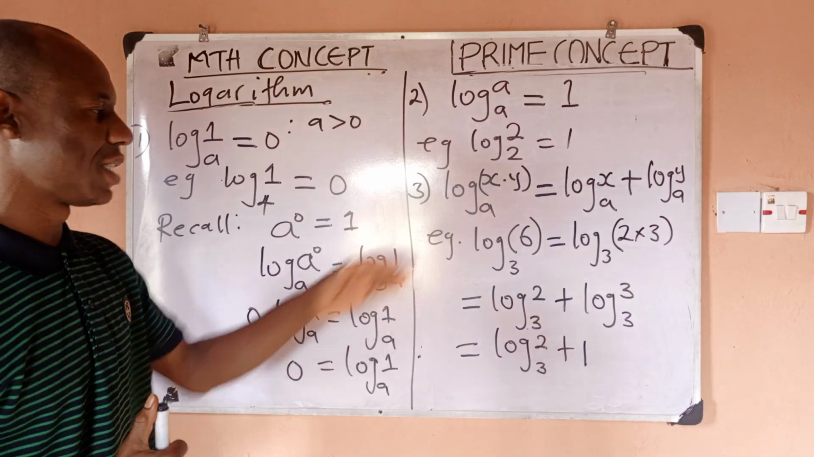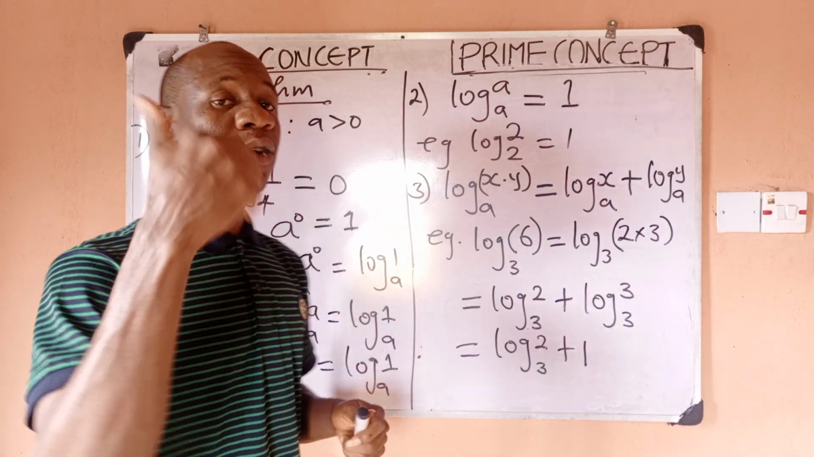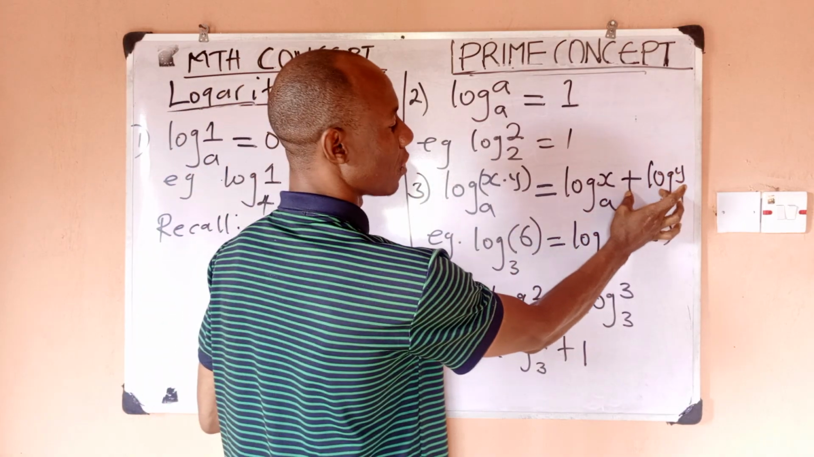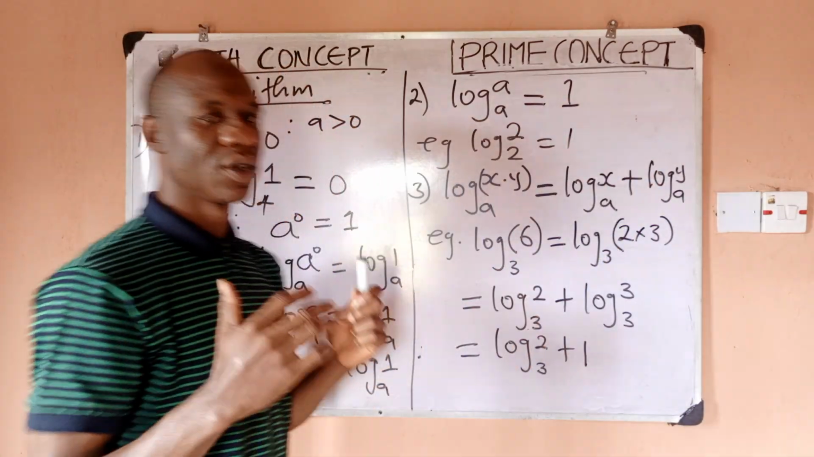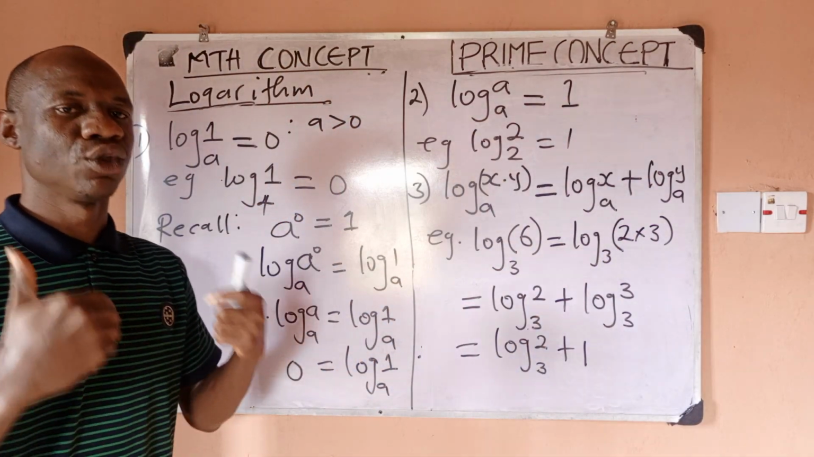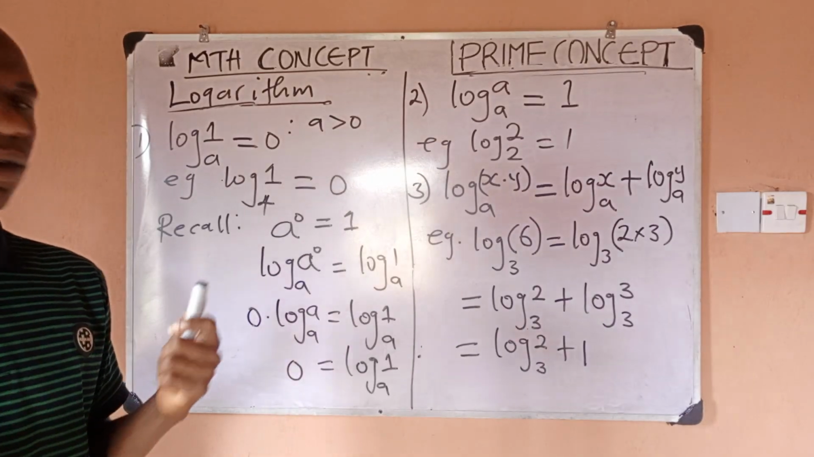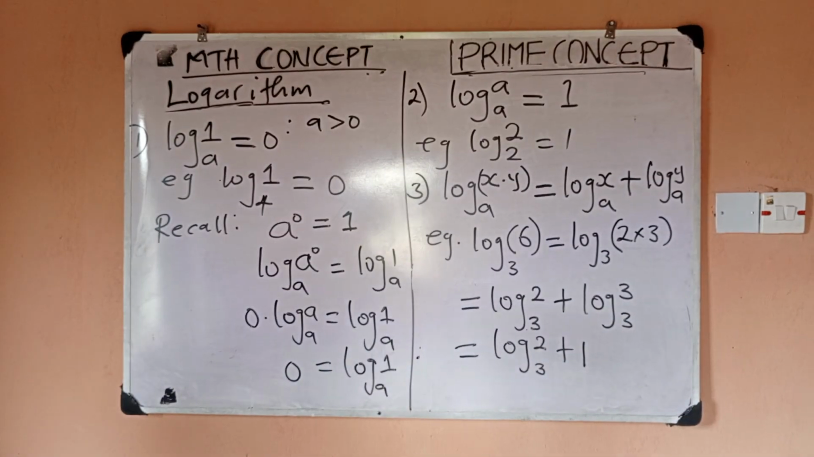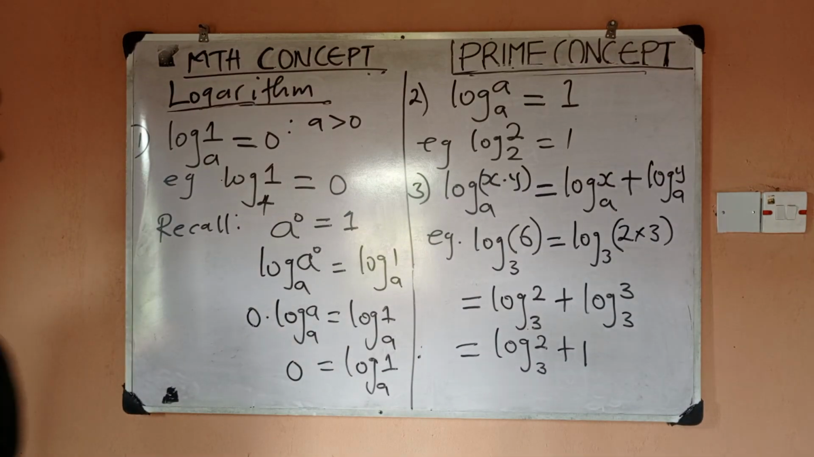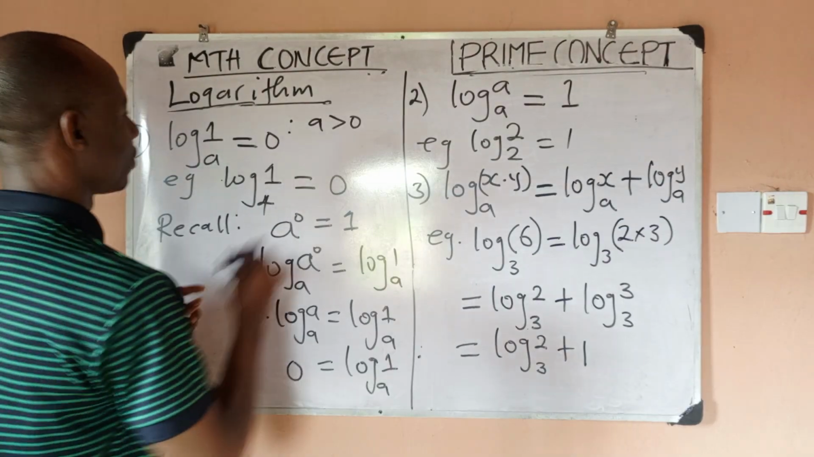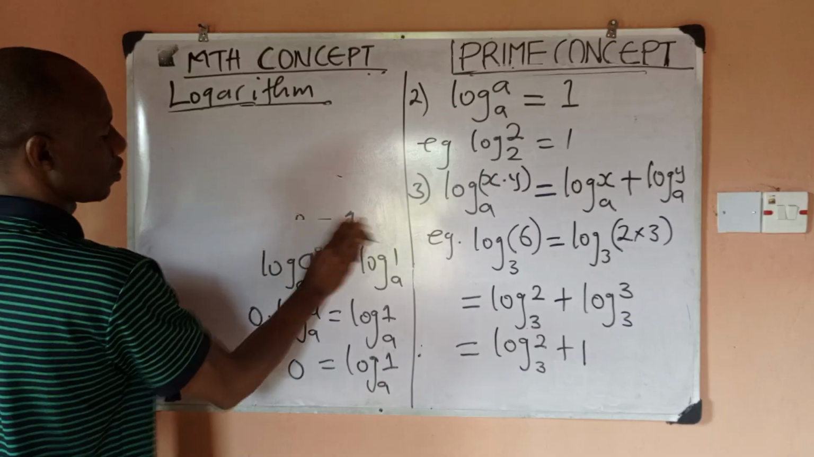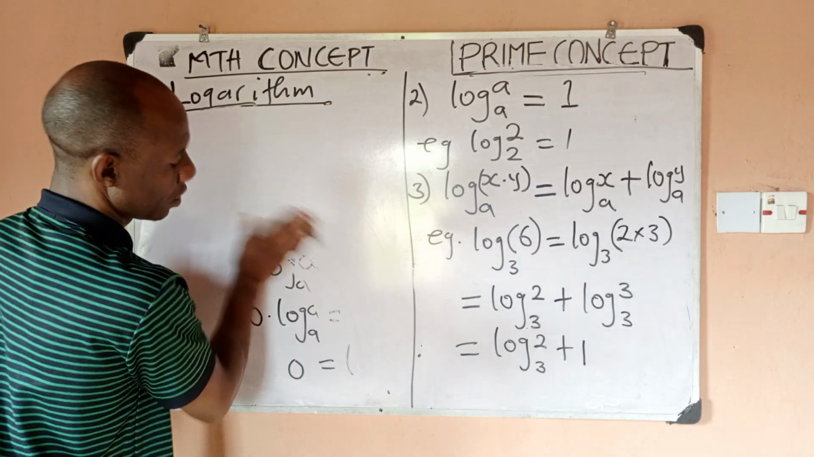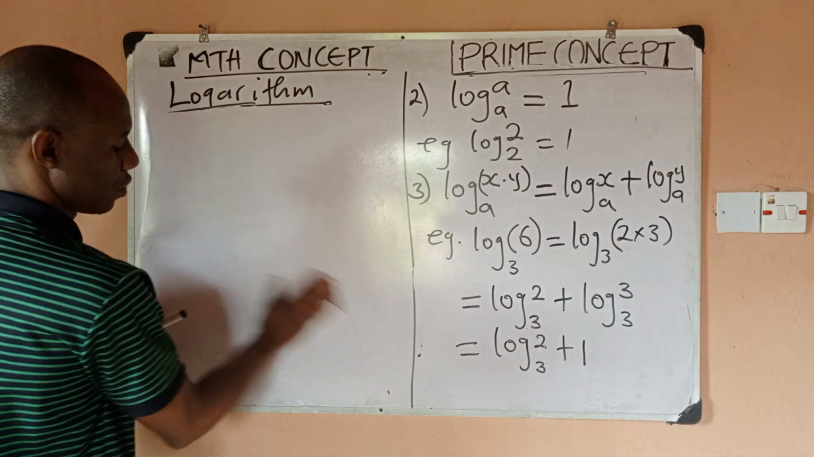And one beautiful thing about this law is that a question may require you to move from this point to this point, or from this point to this point. So whichever one is required, you apply the law. Now let's look at law 4. All right, so we want to consider rule 4. I believe that this one is clear to us.